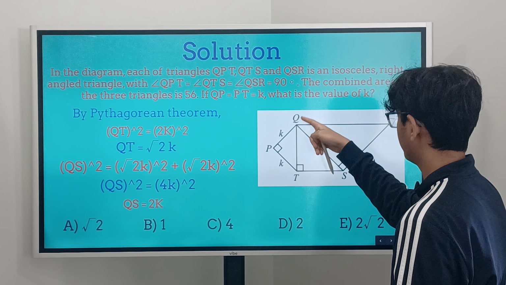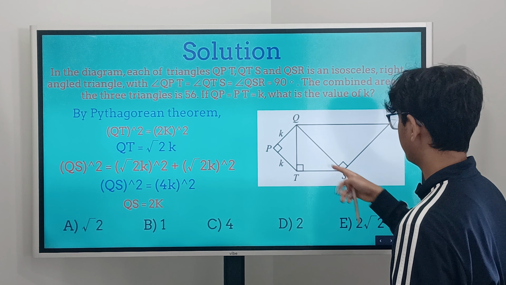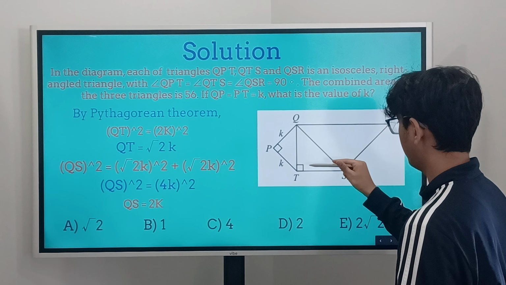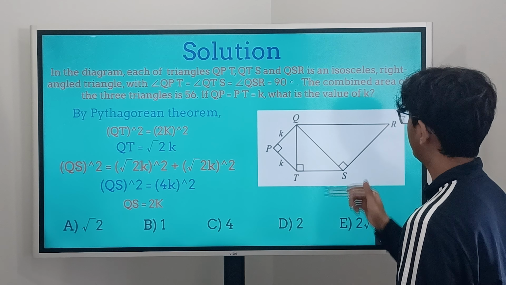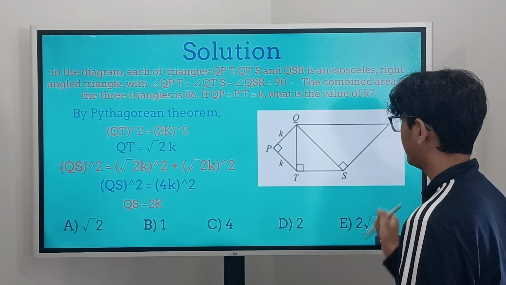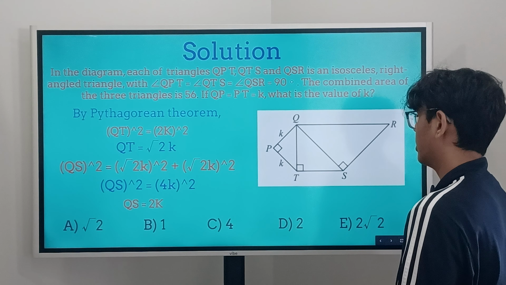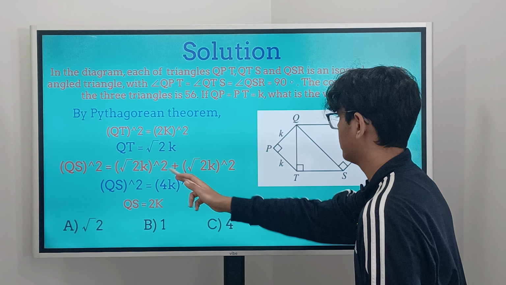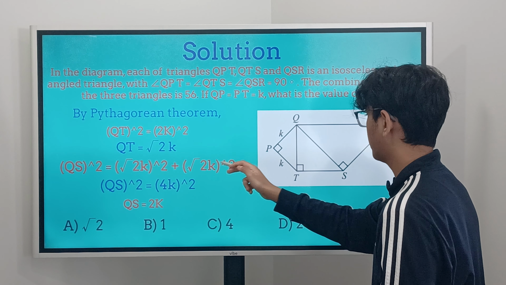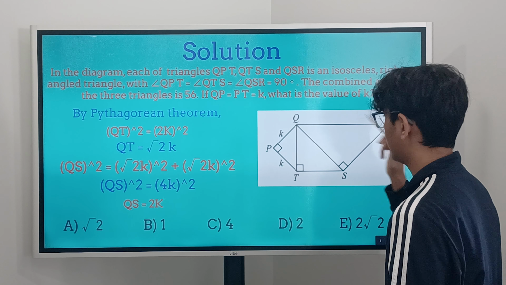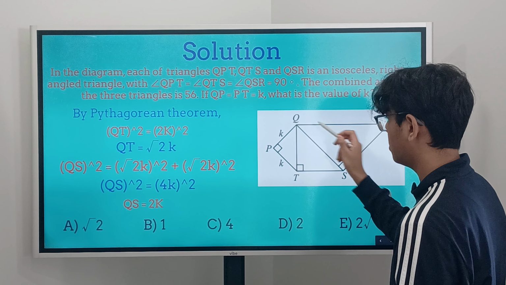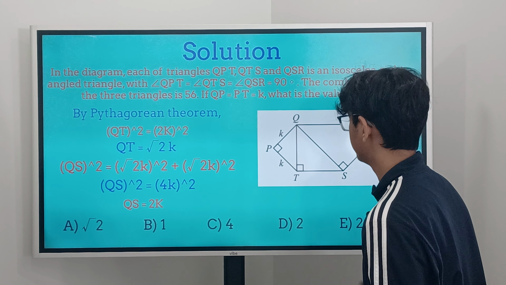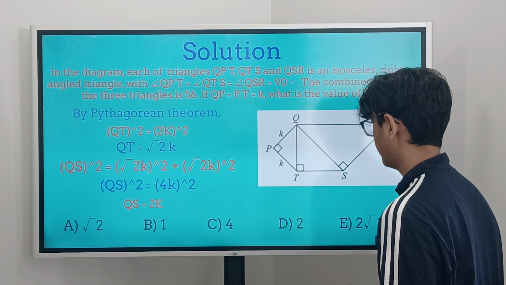Now from there, we know what this line is, and since this is an isosceles triangle, we know that this is also equal to the square root of 2K. Now we're going to find the length of QS, and in order to find that, we just do the Pythagorean theorem again. So we do the square root of 2K squared, plus the square root of 2K squared again, which is equal to QS squared. Once we simplify that, we get QS equal to 2K.